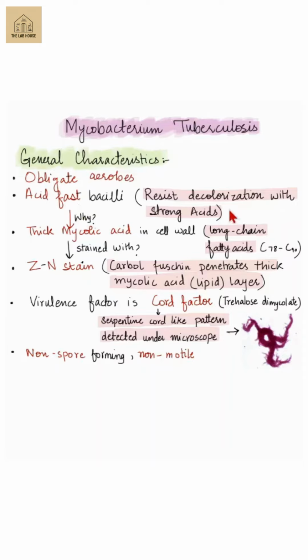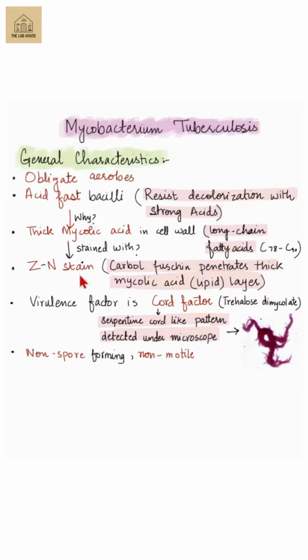As we know, in gram staining, we use decolorizers like acids and alcohol for the decolorization of the stain. But here, this bacilli cannot be decolorized with strong acids because of the thick mycolic acid layer in their cell wall. Mycolic acid is basically a lipid which is made up of long chains of fatty acids from carbon 78 to carbon 90.